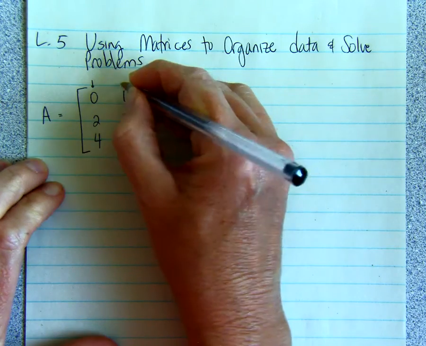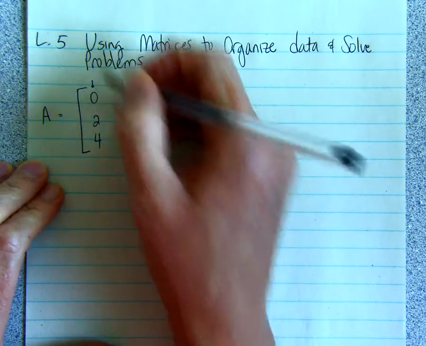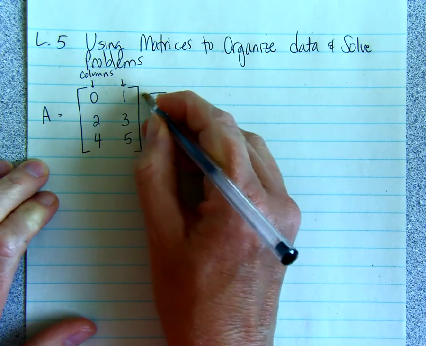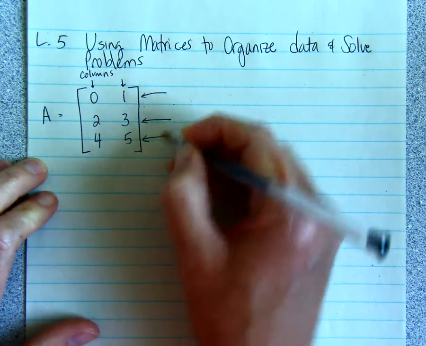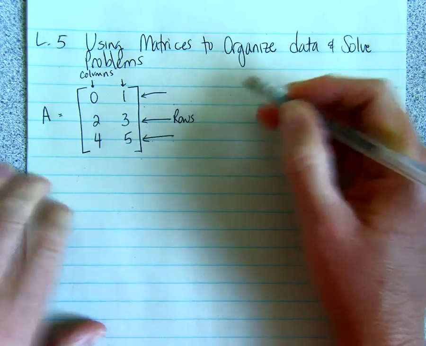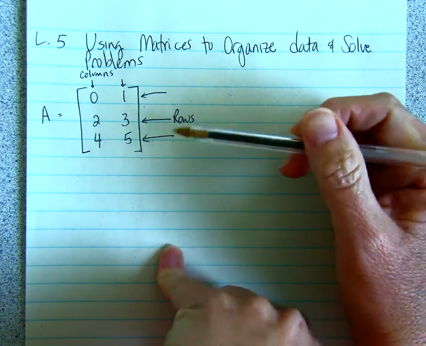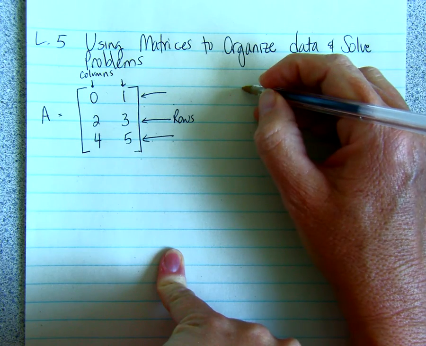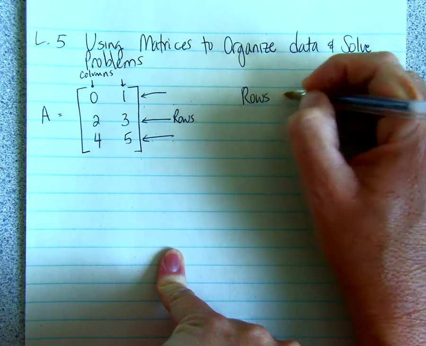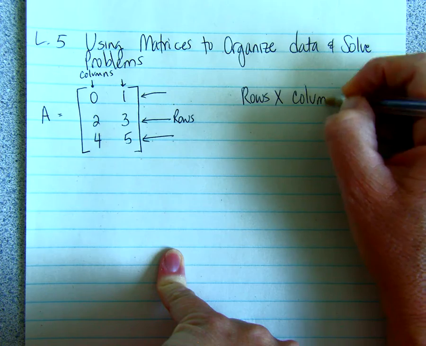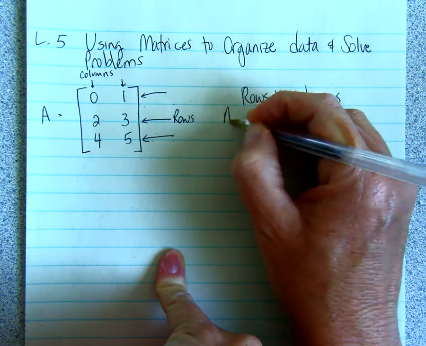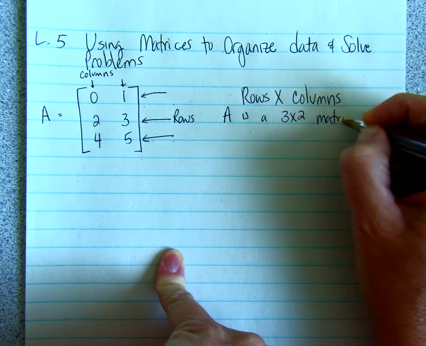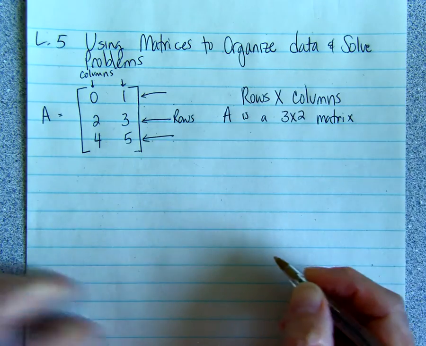These two lines down are called columns. These three going across this way are called rows. If we want to name matrix A, we do the rows first, how many rows there are, by how many columns there are. So A is a 3 by 2 matrix. Hopefully you remember doing some of this last year.